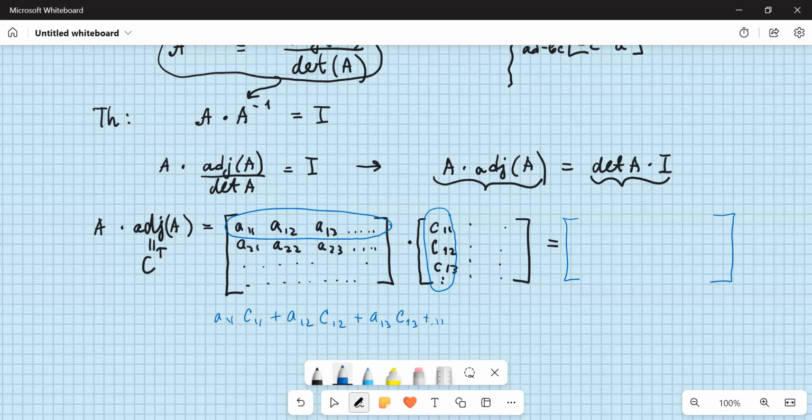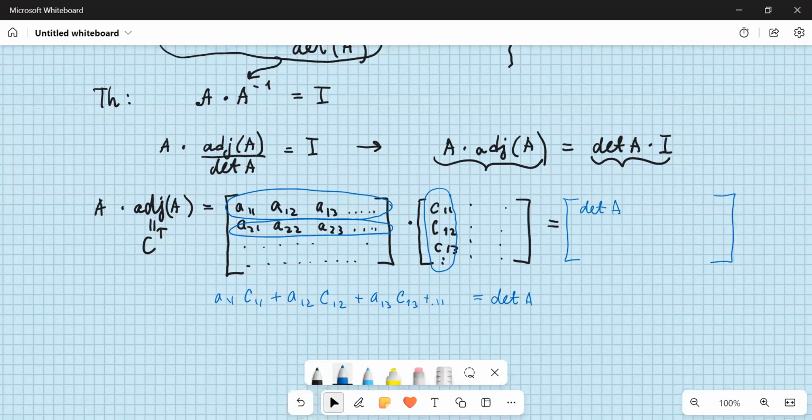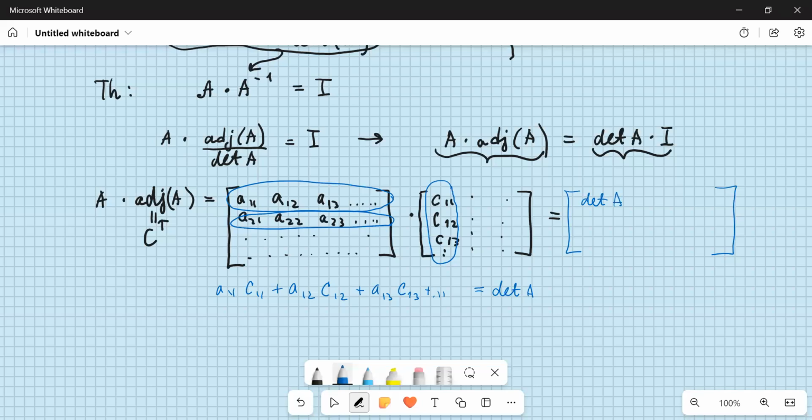So you see that you multiply cofactors of row number 1 by row number 1 elements. What are you going to have? You are going to have the determinant of matrix A. So my first element is the determinant of matrix A. Now, what is going to be my second element? The second element is the second row by the first column. I'm not going to calculate all of them, you will just understand the idea. I'm going to have A21 by C11 plus A22 by C12 plus A23 by C13 and so on.